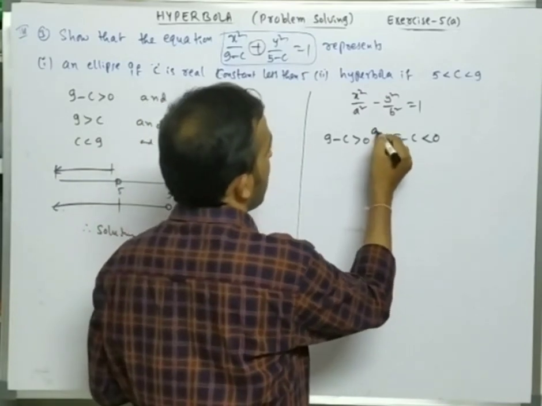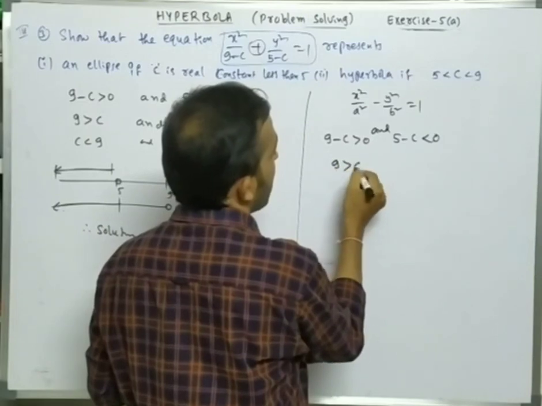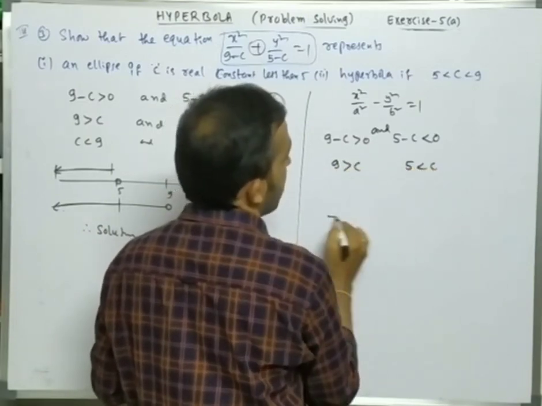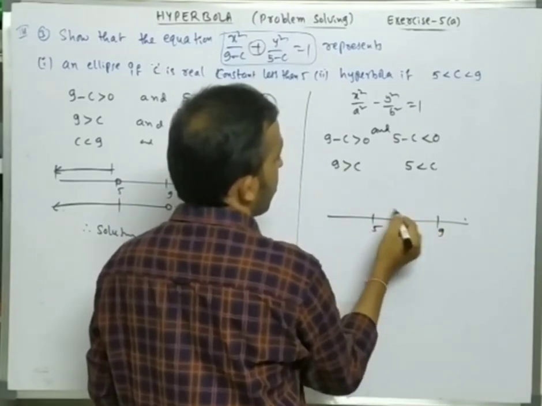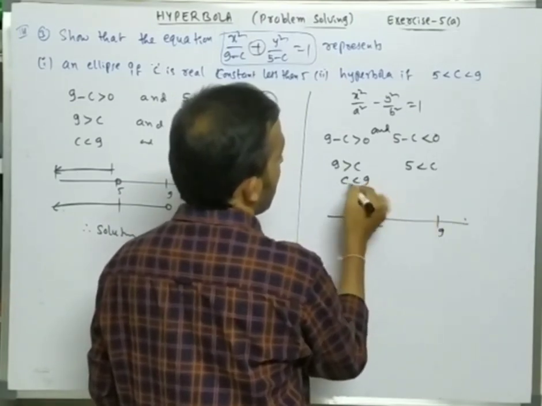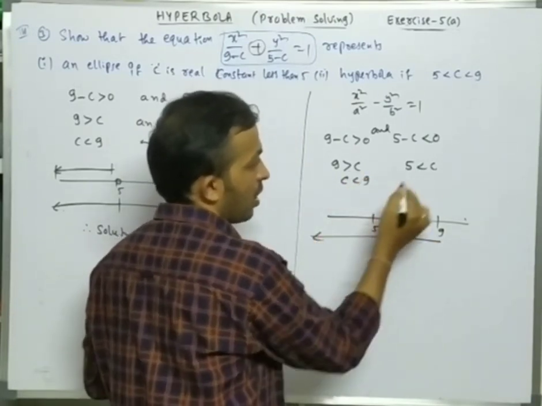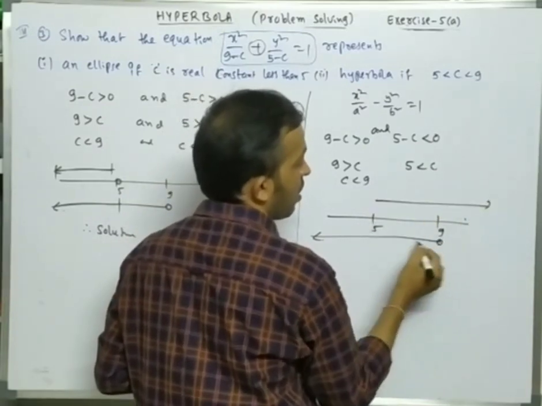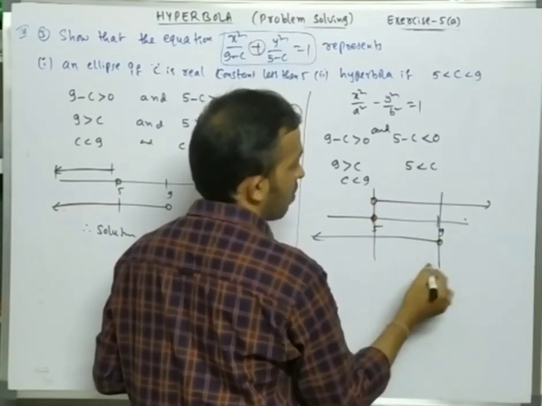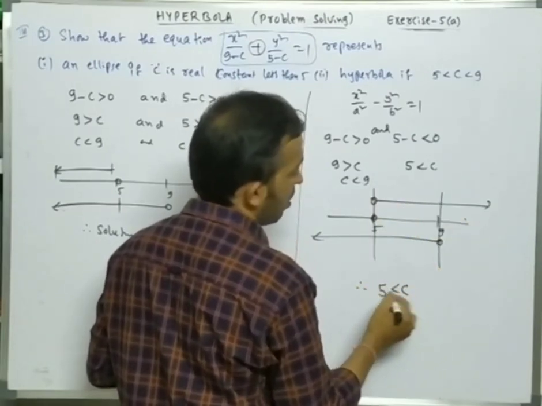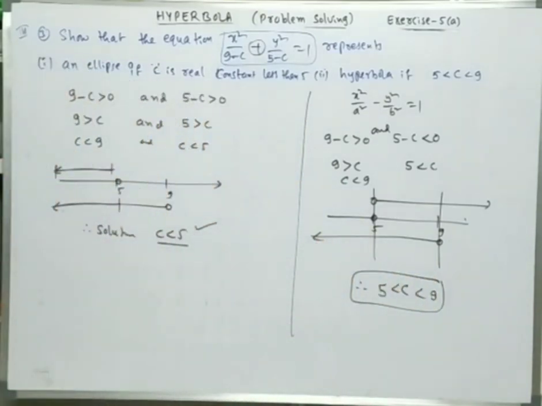So this is the important condition. Here both are positive, here one is negative. So 9 greater than c, 5 less than c. That means c is less than 9, right? In reverse, c is less than 9 here, and c is greater than 5 here. Less than means not included. So the common region is this one. Therefore c lies between 5 and 9 if it represents a hyperbola.